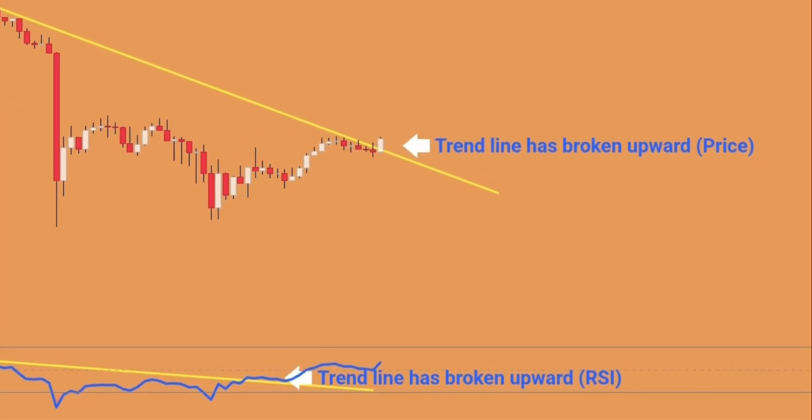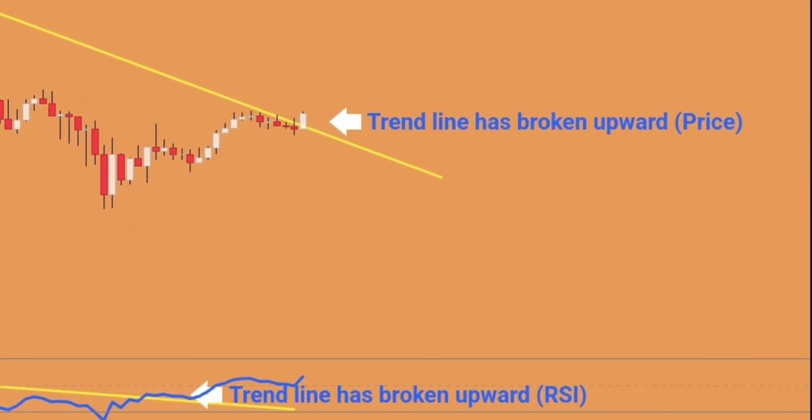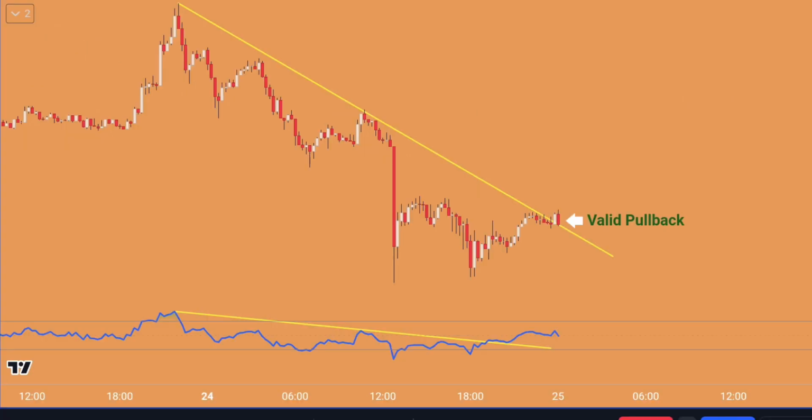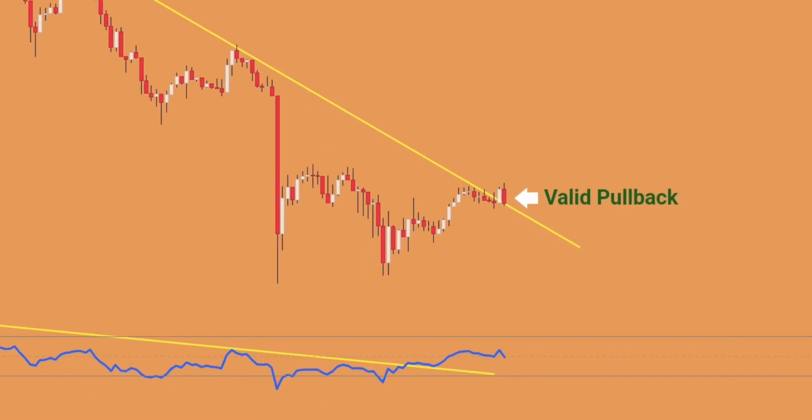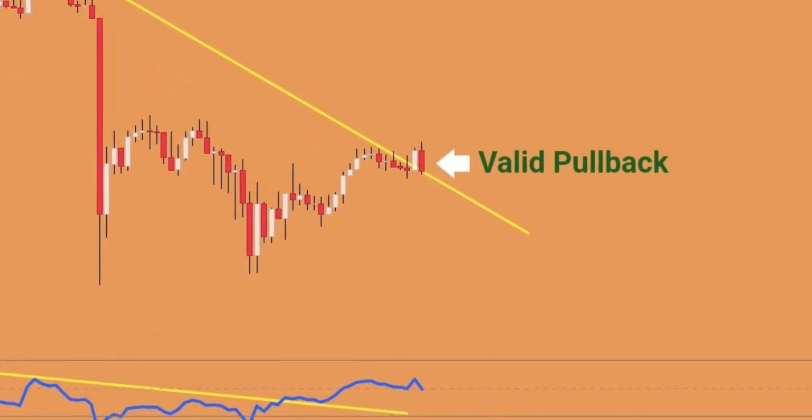upward direction. Next, we will need to observe a valid retracement movement and then an engulfing candlestick formation in the direction of the trade. Here is the valid retracement movement that occurred in a very short period of time.